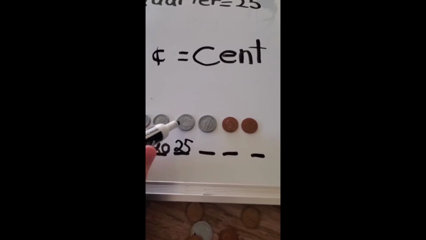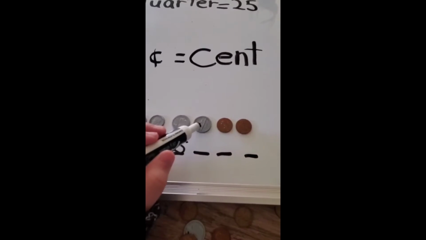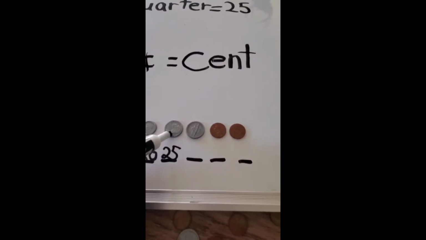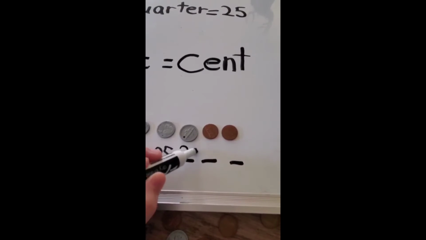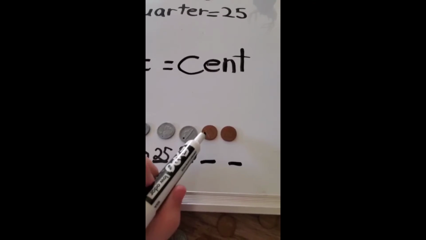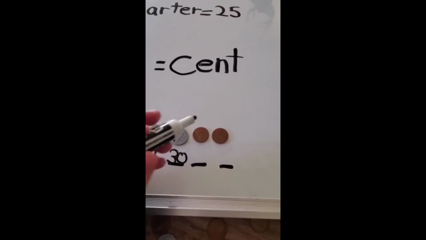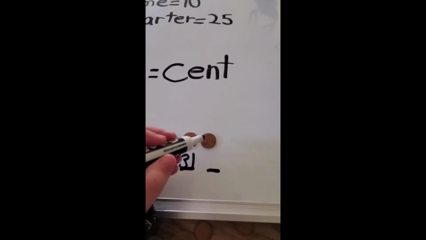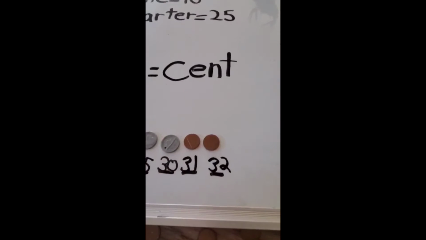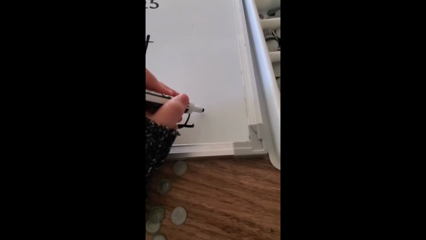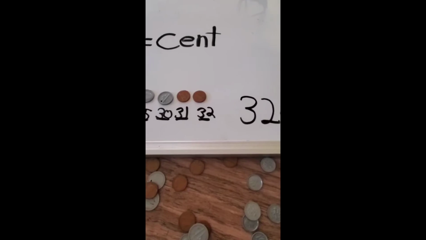And then I have to count by 5s again. So 25 plus 5. If I count by 5s: 5, 10, 15, 20, 25, 30. So that's 30. And now I have 1 cent. So now I have to count by 1s. 30 plus 1 is 31. And then 31 plus 1 is 32. So altogether, I have 32 cents. Awesome. Okay. Now I'm going to give you guys an easy one, because that's kind of hard trying to do all 3 together.